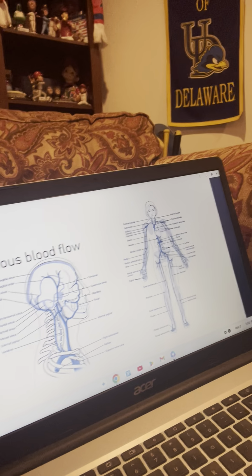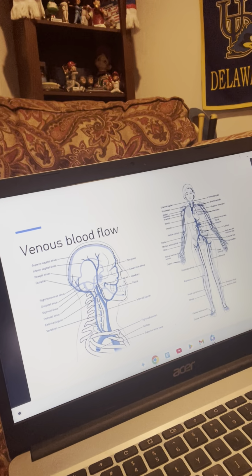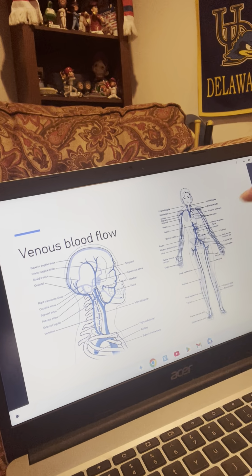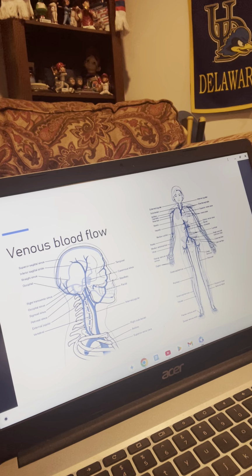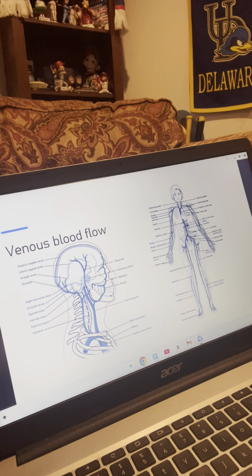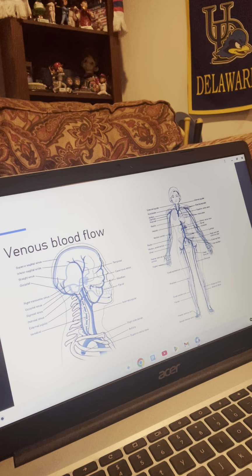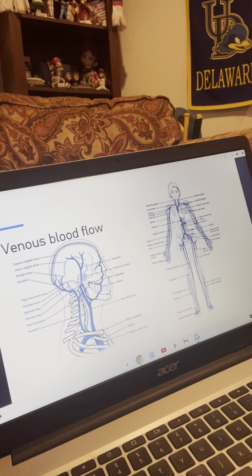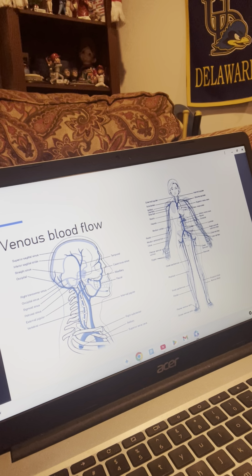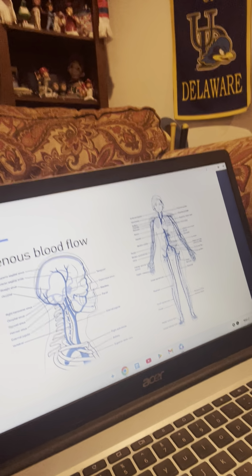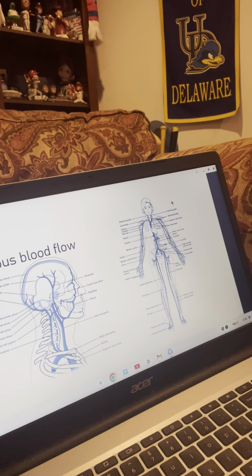This is the venous blood flow, and then this is the veins of the head and neck, and then this is the veins of the body. Same thing, you can imagine how the blood would be sent back to the heart to be distributed to the lungs, to be oxygenated again, and then sent out through the arteries. So you can take a look at that.